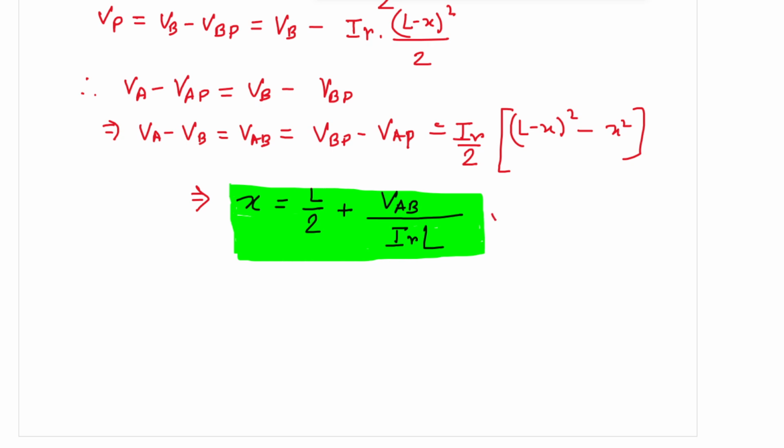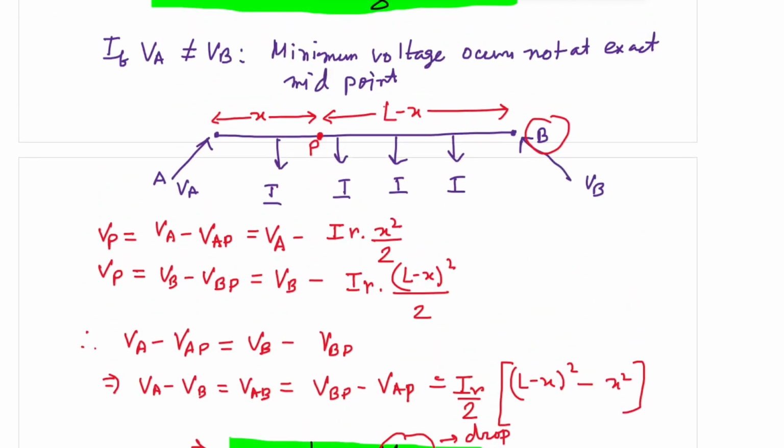In this equation, everything is known. What is VAB? VAB is the drop. What is I? I is the load current. R is the resistance. L is the total length of the feeder. So everything here is known. From this expression, we can evaluate the exact location of the minimum potential if both voltages are not at equal level, so VA not equal to VB.